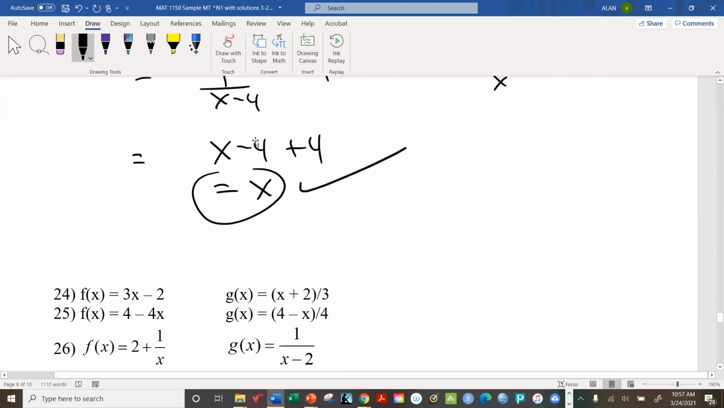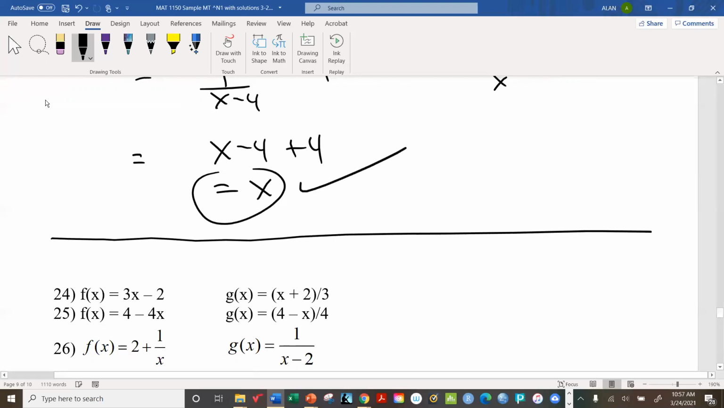So we're done. Now, we already knew that they were inverses. That wasn't our job. Our job is to prove it. All right, now they're all exactly the same. It's just a question of not messing up the algebra, really, when you come right down to it.